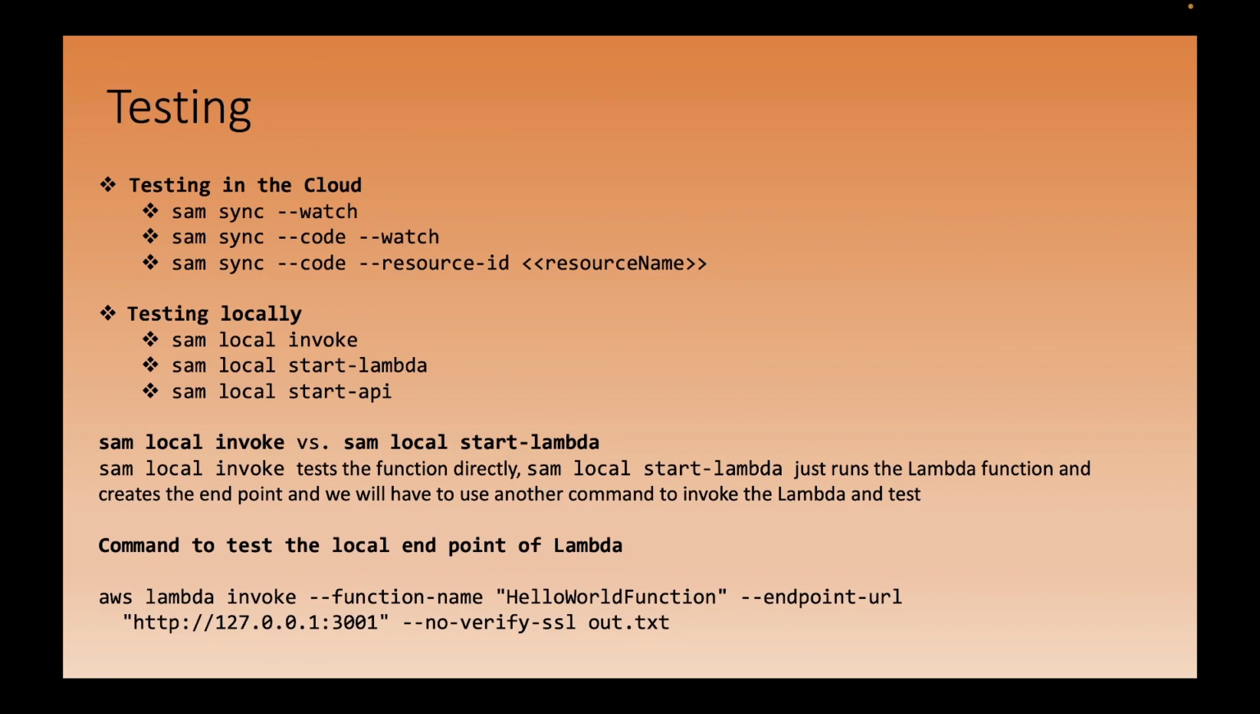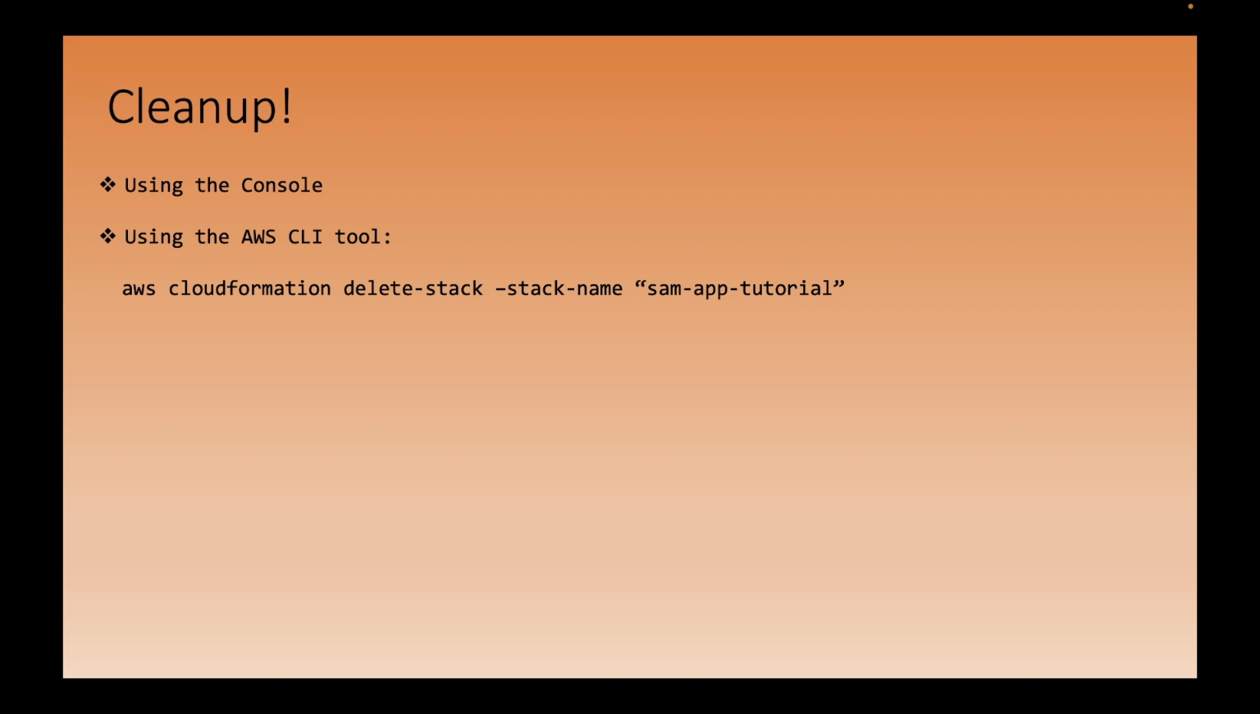So to recap, in the beginning, we scaffolded a brand new project using SAM init. Then we built the project using SAM build, and we deployed the project using the command sam deploy --guided. And just now, we tested in the cloud and locally as well. Before you go, clean up the resources. There are two ways to clean up: first, using the console, and second, using the AWS CLI tool.